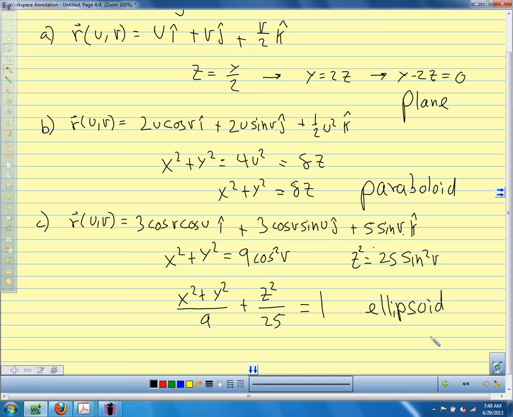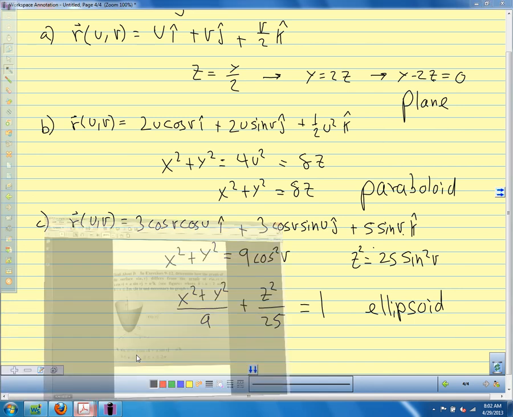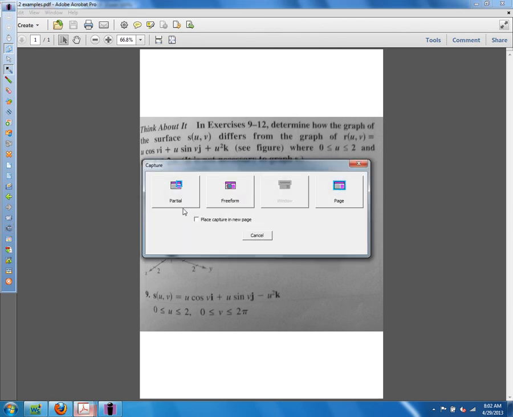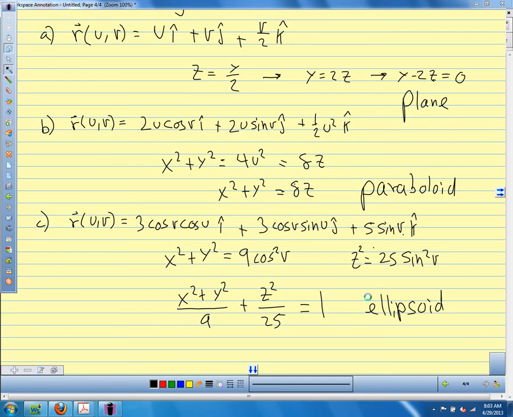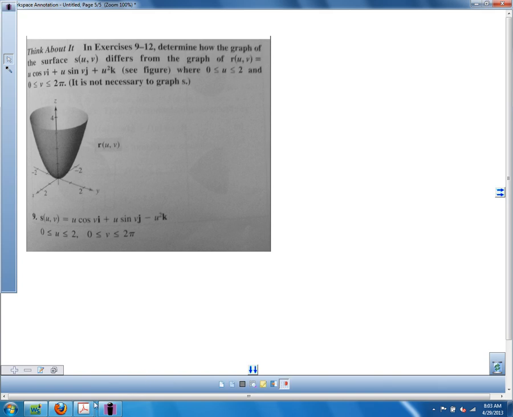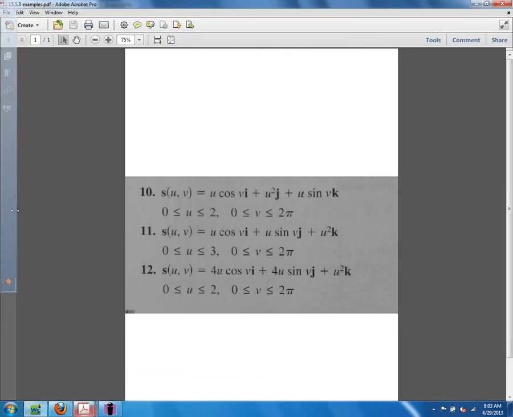All right, the next ones that I want to do, I want to look at a surface and the parametric representation of the surface, and then we're going to look at some other equations and decide how the surface is going to change if we're representing the surface in terms of these other equations. So let me grab that one. Let me grab my other problems.